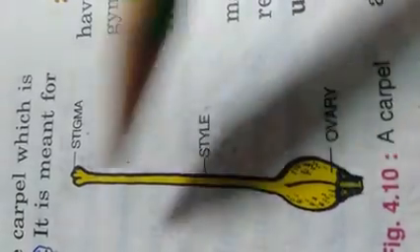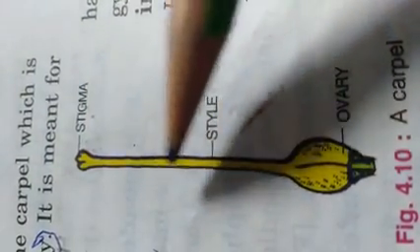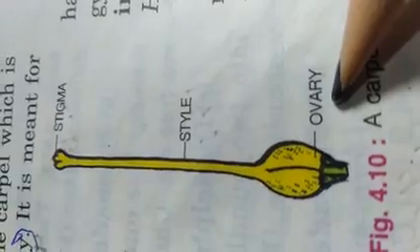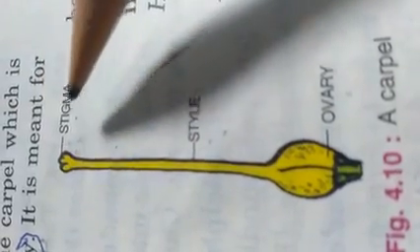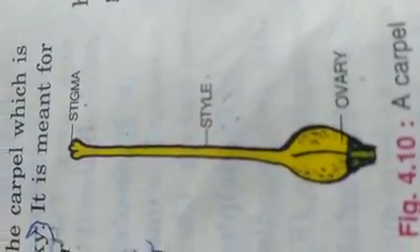Each carpel is flask shaped. Here you can see this is a carpel, this is a gynoecium. So the shape of the carpel is a flask-like structure. That is why the shape of the gynoecium is a flask-shaped structure, and it consists of three parts. Number one, stigma, second style, and third one is ovary. So this structure is flask shaped and has three parts: stigma, style and ovary.